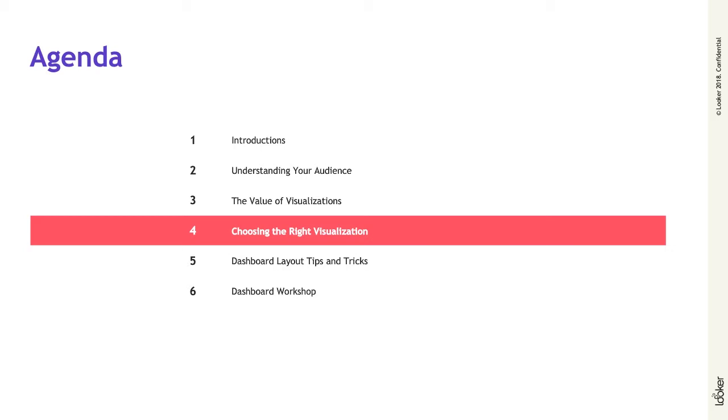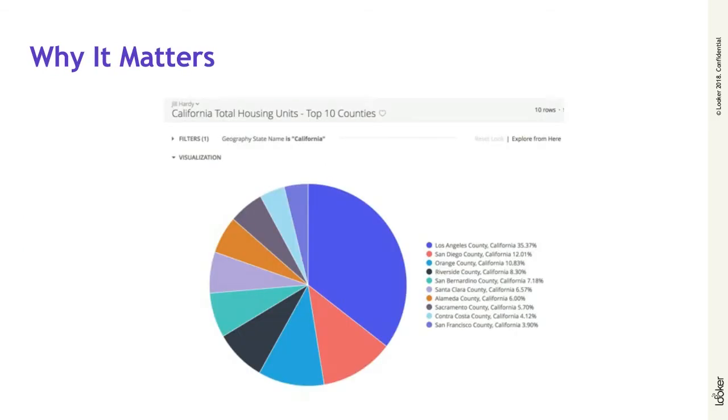So next, how do we reliably pick visualizations that say what we want to say? Why does it even matter if we choose the right visualizations? I'm going to go into another example. Okay, everybody's favorite, the pie chart. If you're just looking at this quickly, it's actually kind of misleading.